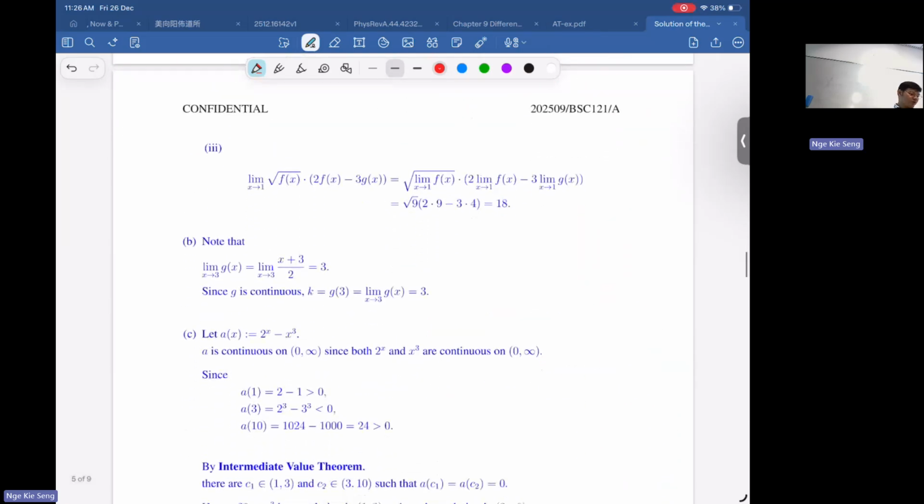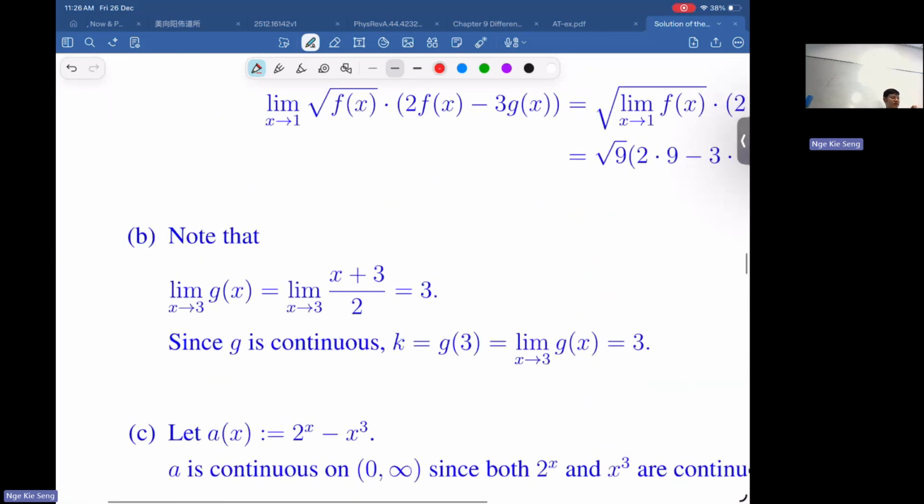B is very similar to what we had just now. You compute the limit to that point and then let that point equal the value you want to get at that point. Very straightforward.